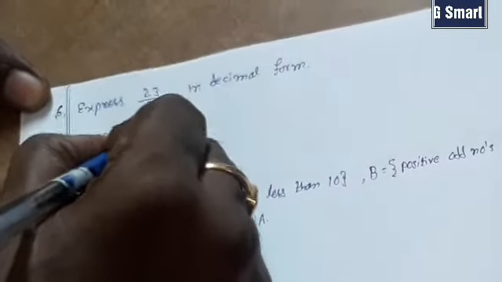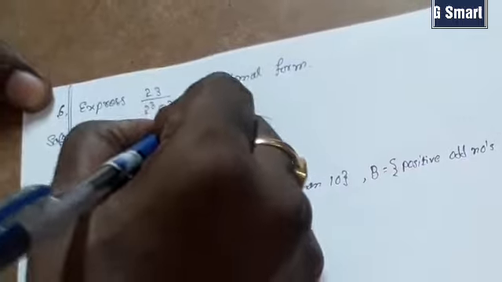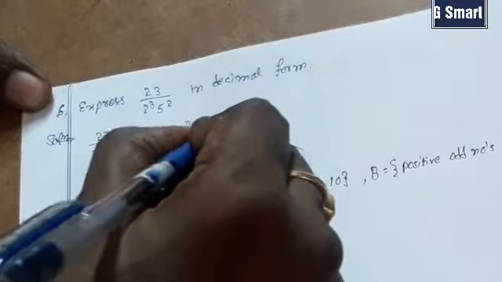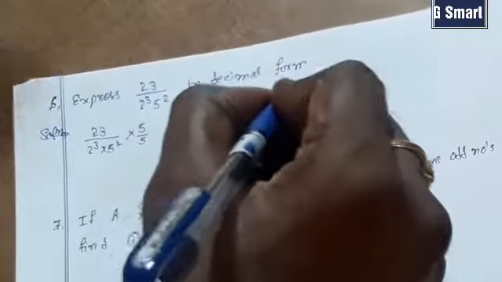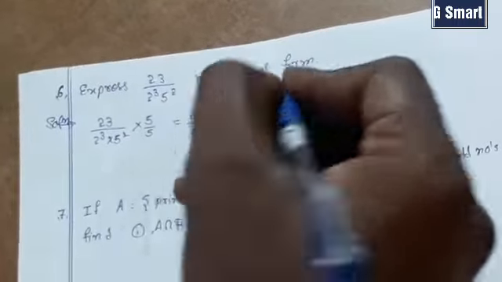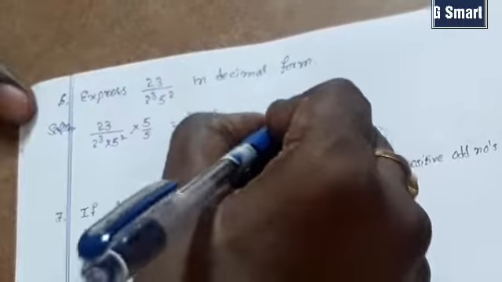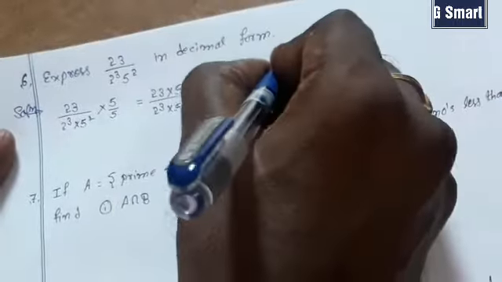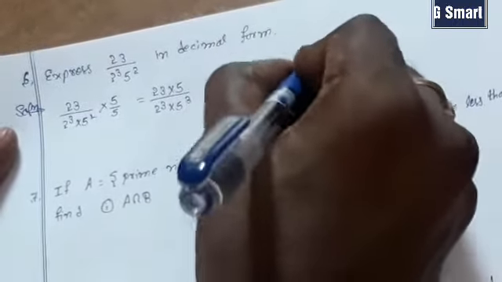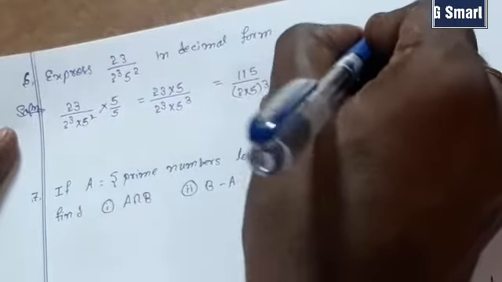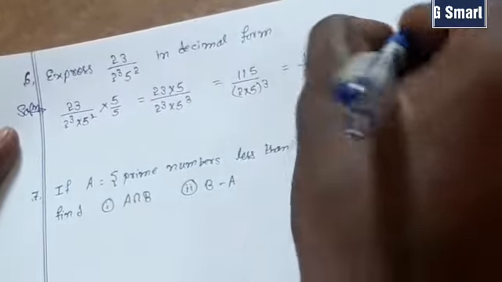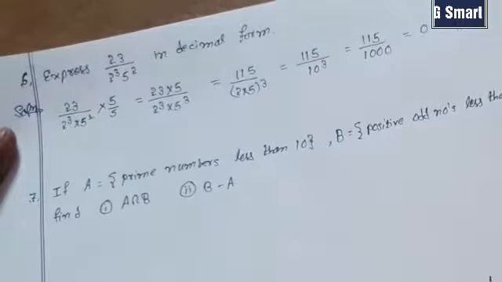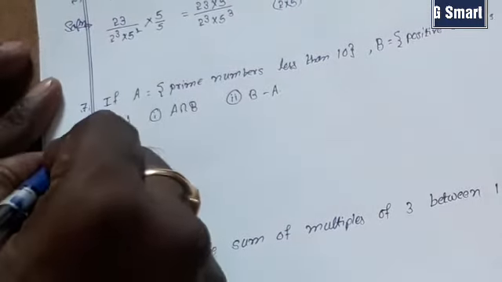So multiply by 5 by 5. Now 23 into 5 by 2 cube into 5 cube. So 23 into 5 is 115, 115 by this can be written as 2 into 5 whole cube. Now this can be written as 115 by 10 cube. So 115 by 1000. Means 0.115 is the answer. Now seventh one.